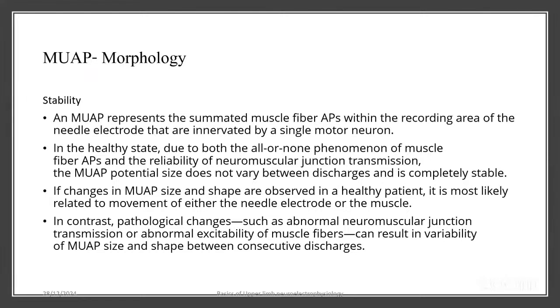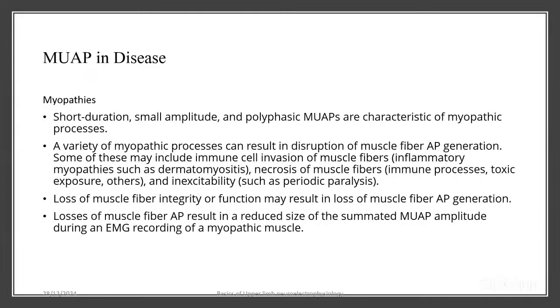The MUAP is the summated action potentials within the recording area. In a healthy state, there is stability of the MUAPs at the neuromuscular junction, and the size and shape may vary at times in a healthy patient also. Most likely this is related to the movement of either the needle electrode or the muscle. In pathologically abnormal neuromuscular junction transmission, abnormal excitability of the muscle fibers can result in a variable MUAP size and shape. So let us look at the disease MUAPs.